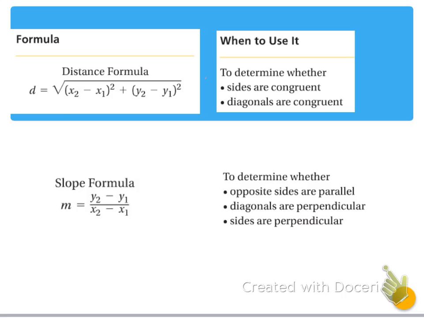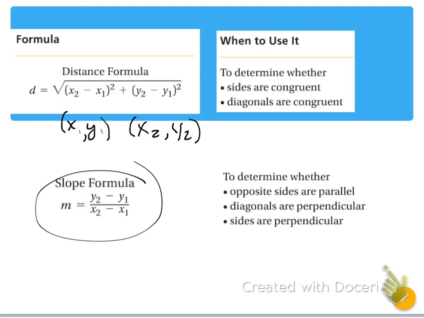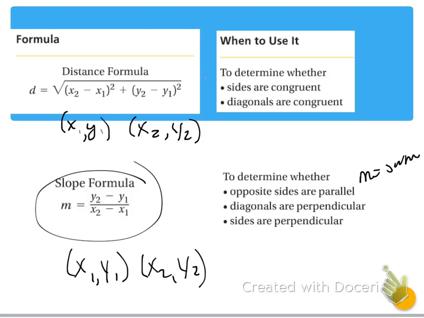Okay, we're going to be using the distance formula, finding the distance between two points, so we'll be using points like x1, y1, and x2, y2. And for our slope formula, we're just using a point x1, y1 again, and x2, y2. We'll be using slope to figure out if things are parallel, so that means the slope is the same. Perpendicular, remember, is when the slopes are the opposite reciprocal of each other.